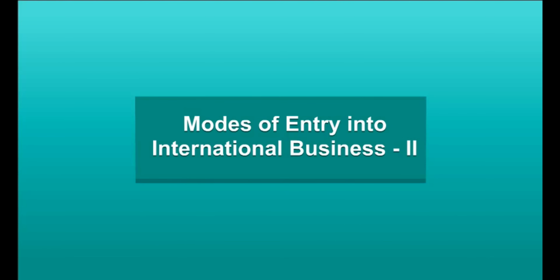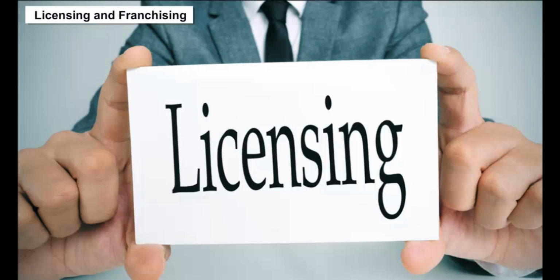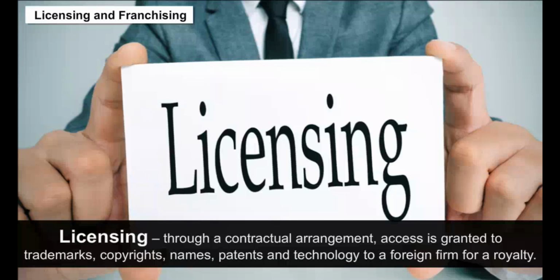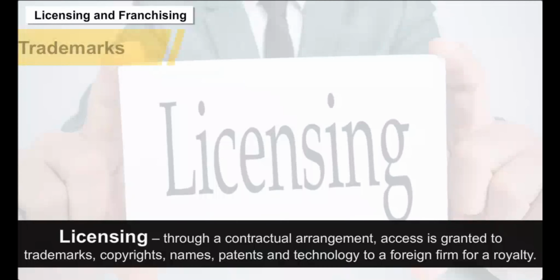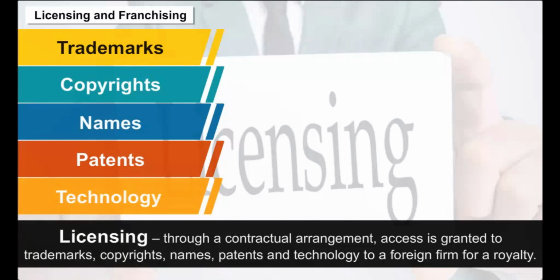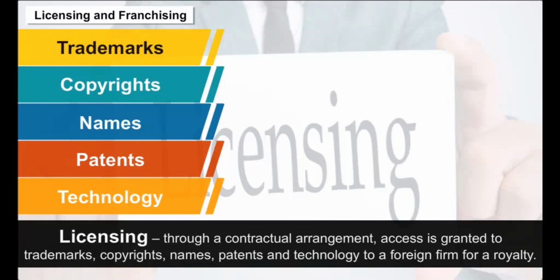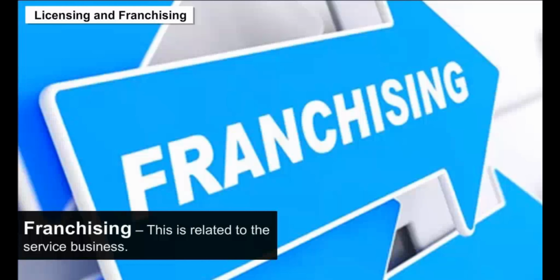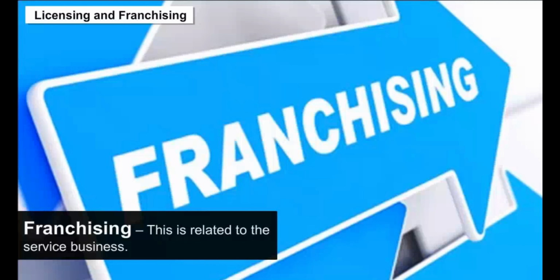Modes of entry into international business Part 2. Licensing and franchising. Licensing. Through a contractual arrangement, access is granted to trademarks, copyrights, names, patents and technology to a foreign firm for a royalty. This is related to goods. Franchising. This is related to the service business.